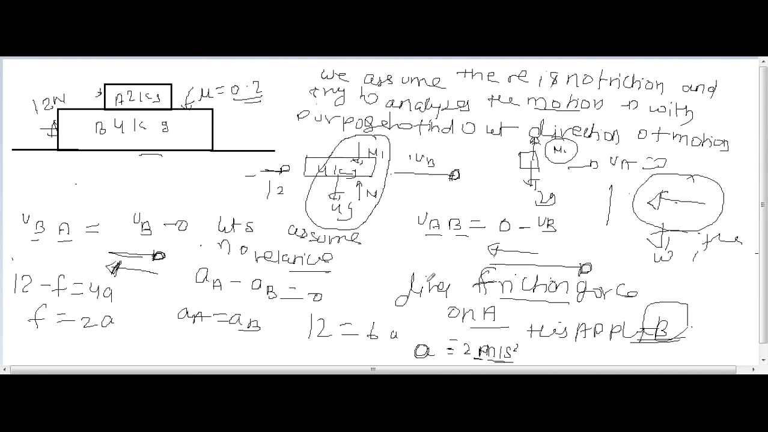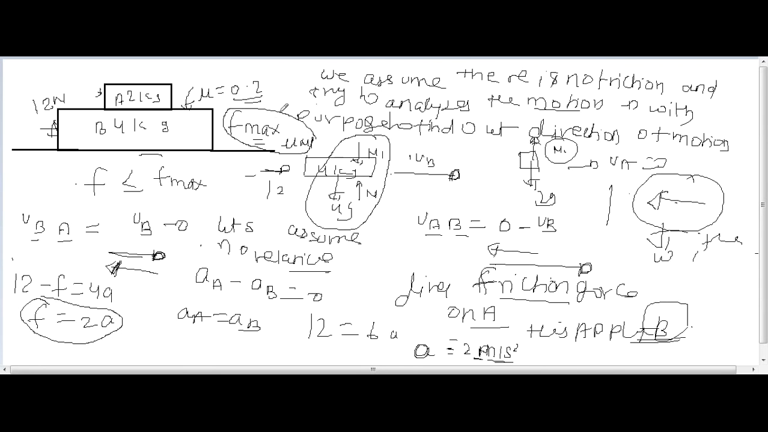Now we should also check. With the help of this, we are going to find the value of friction force. So F is equal to, by this equation, let's check the value of friction force, and this F must be less than F max. What is F max? F max is equal to mu into N. These are the important things.